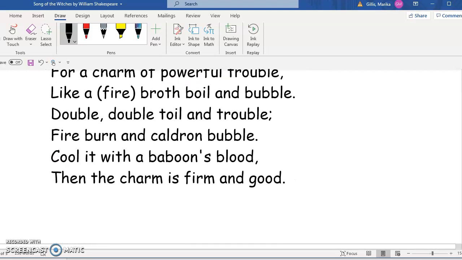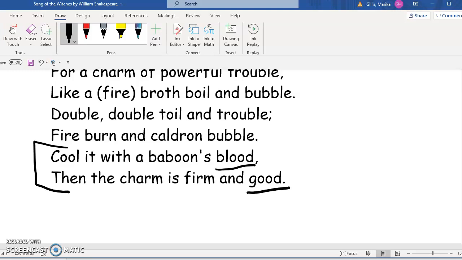Now we're going to look at the last two lines of the poem. "Cool it with a baboon's blood, then the charm is firm and good." This would be another example of a rhyming couplet. Blood and good, while not a perfect rhyming match, are meant to be rhyming words in this section of the poem, and together these two lines complete one thought.